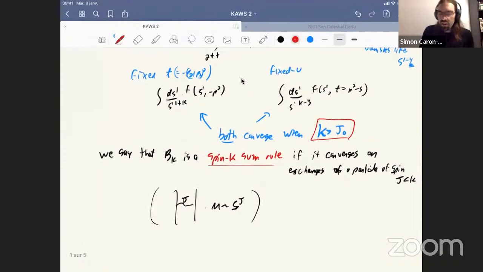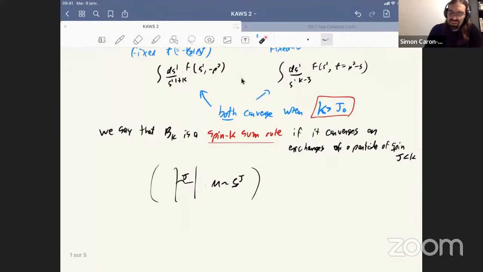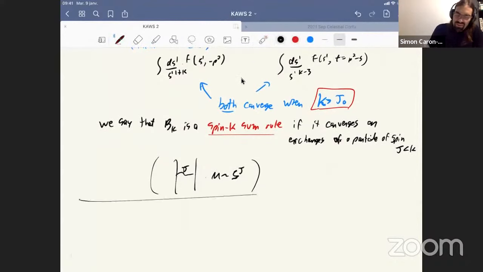And you can notice something quite amazing about, for example, this fixed U dispersion relation for gravitons. The lowest k that converges, since k has to be an integer and k greater than 1, is k equal 2. If I put k equal 2 here, I don't actually have a denominator. I just have a numerator. So this phenomenon is called superconvergence. Sometimes the sum rule doesn't have any denominator.